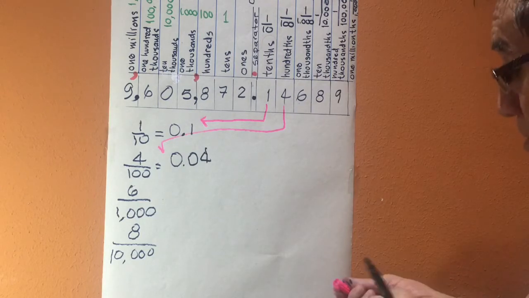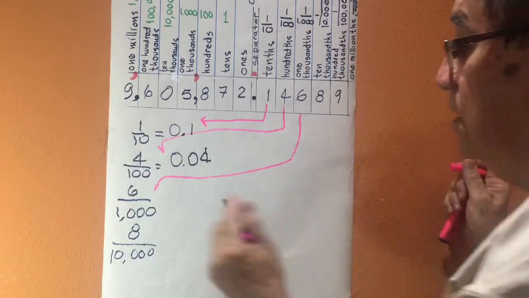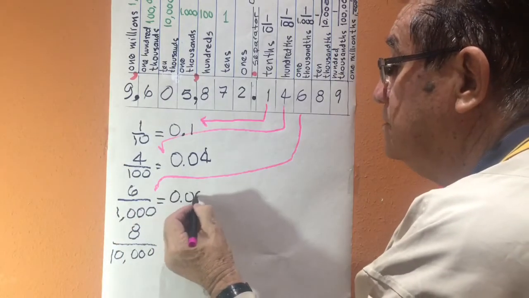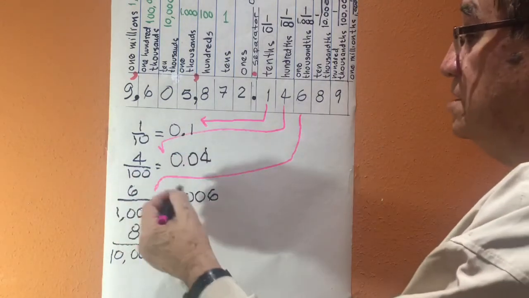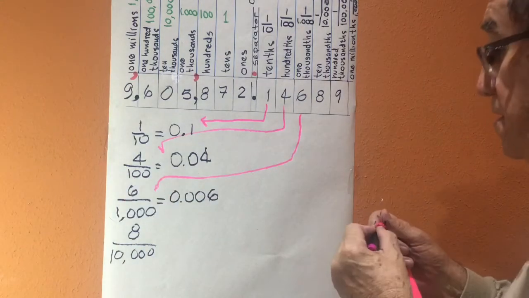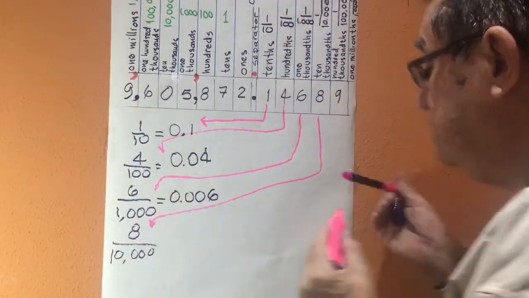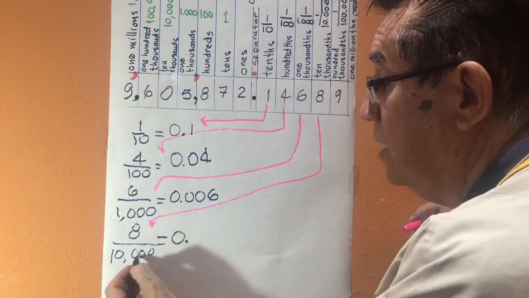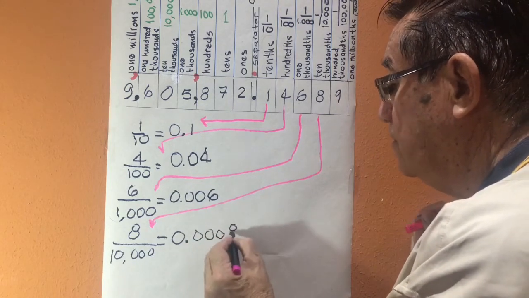Now we go to the thousandths. In this case, we have 6 over 1,000, and this will be the decimal point in 3 places: 1, 2, and 3. So 6 becomes part of the decimal form of the fraction. Finally, we can represent the number 8. And 8 will go like this: decimal point, 1, 2, 3, 4 places.